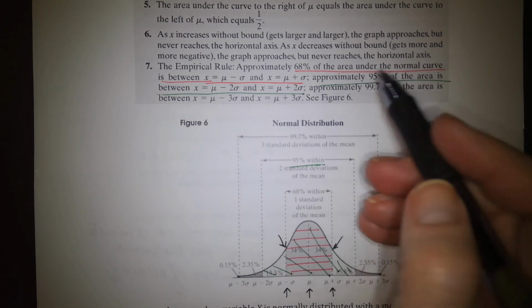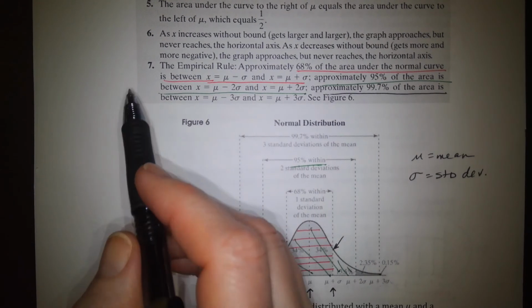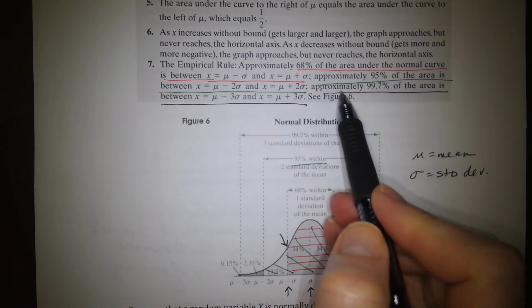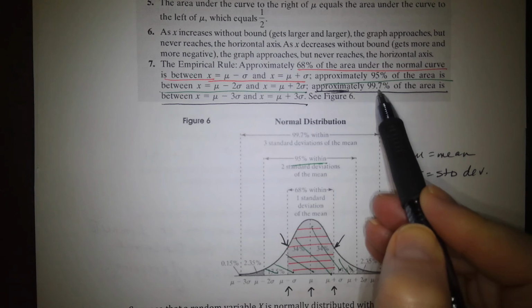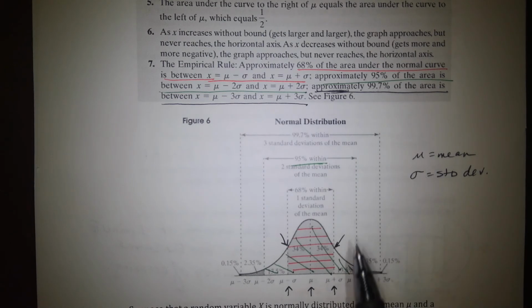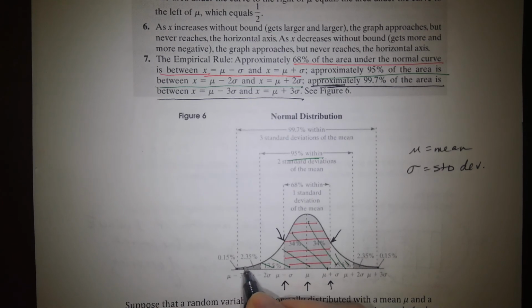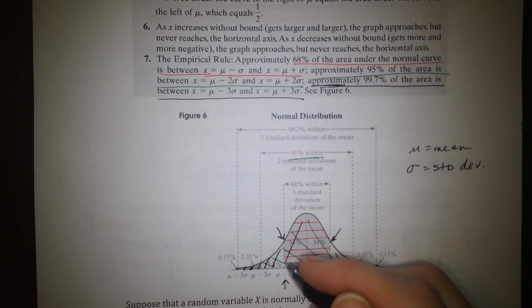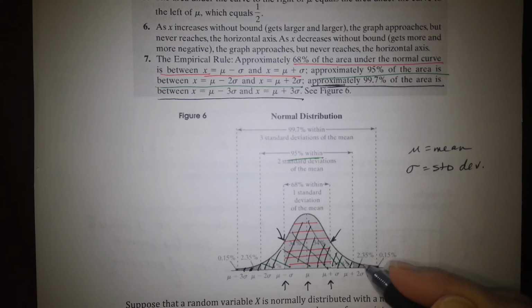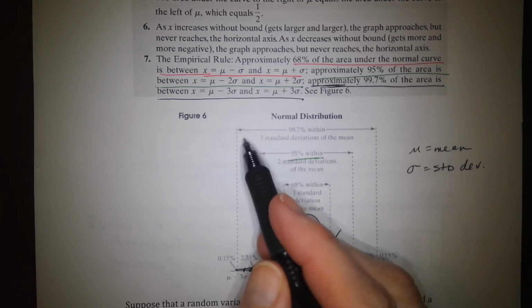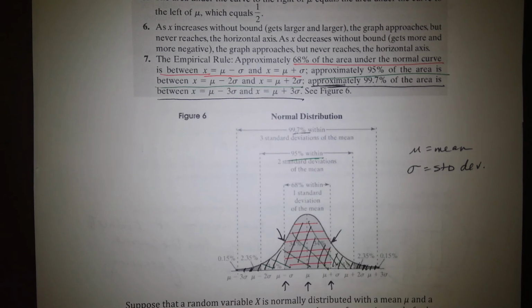And then lastly, 99.7% of the area is between 3 deviations of the mean. And notice that they all say approximately. These are not exact numbers. So 99.7% would be everything from this tail all the way out to this tail out here. So everything from 3 deviations less to 3 deviations more.